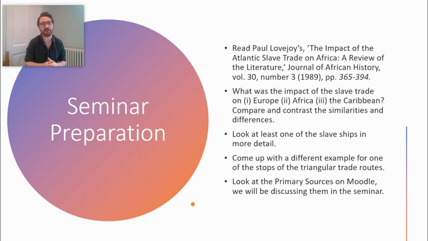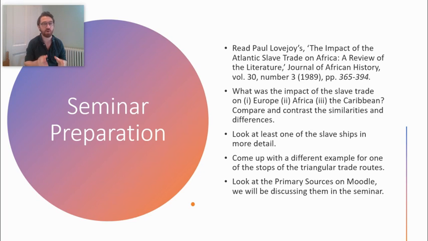So for the seminar, I want you to read Paul Lovejoy's The Impact of the Atlantic Slave Trade on Africa. And that's a review of the literature, which is really important, all the different ideas about this. And that's from the Journal of African History, volume 30, number 3, pages 365 to 394. And it's really important you read that. I want you to think about what the impact of the slave trade was on Europe, on Africa, and the Caribbean, because we're going to be comparing and contrasting the similarities and differences seen.